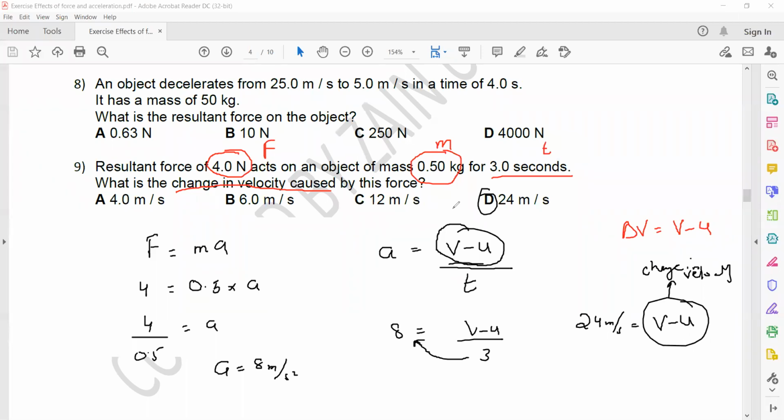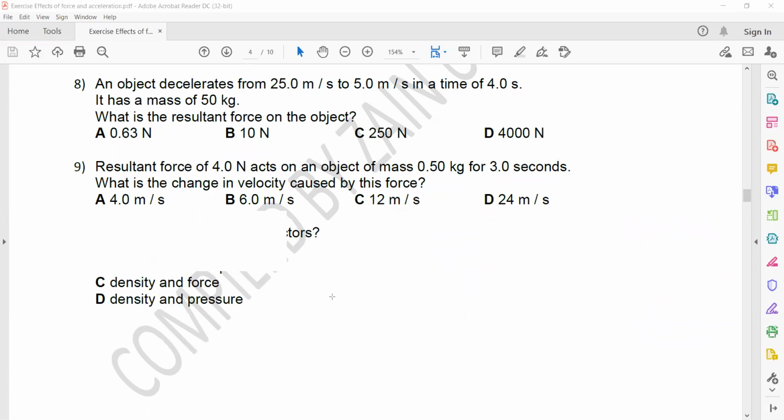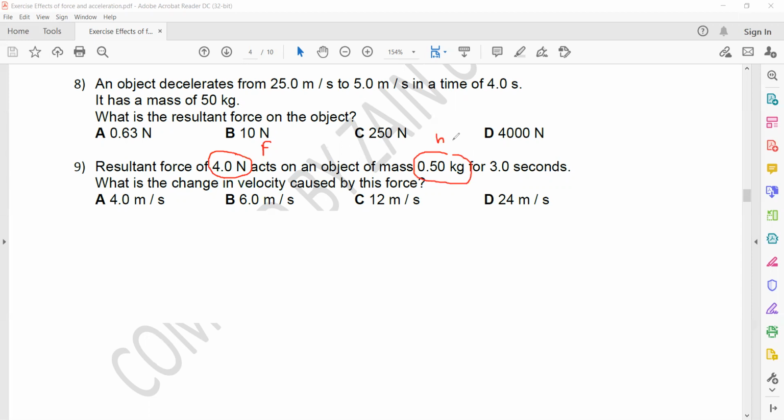Question 9, in which we worked out the relation between force, mass, and acceleration first to get the acceleration. If you check the question, whenever a question is given, you should highlight what is given to you, what values are given. The resultant force 4 newtons, so F is given. An object of mass 0.5, so mass is given. 3 seconds, time is given. And what they're asking is the change in the velocity.